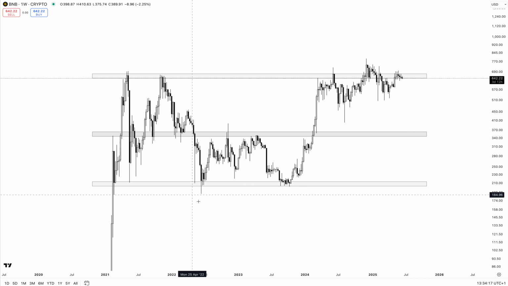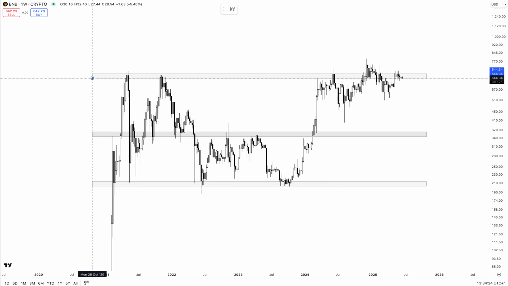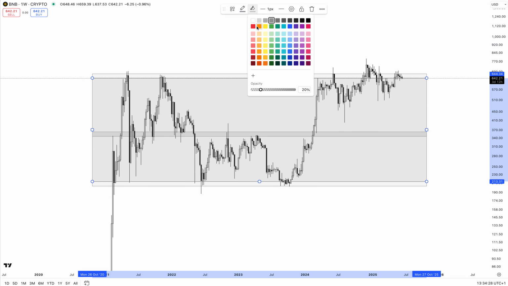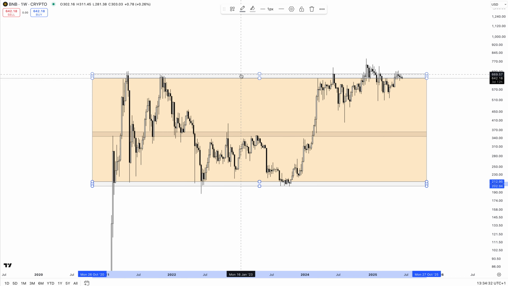So the first is this massive, let's call it a range low. So if this entire zone is just one big range, we can call this the range low, this the range high. This is something like a mid, although it's not mathematically perfect. You can see that there's some real rejections and support going on at this area.